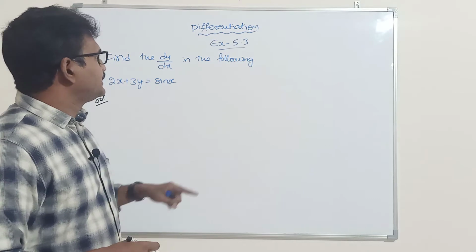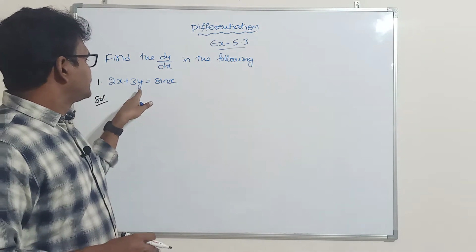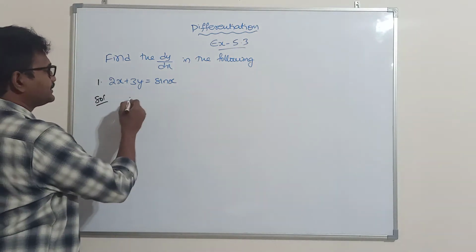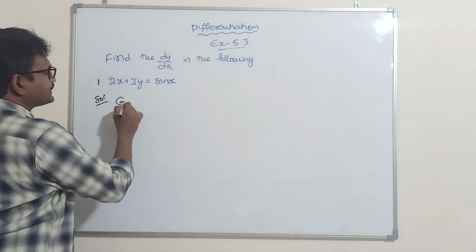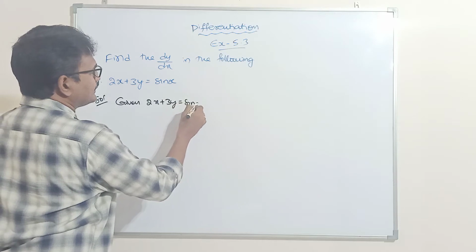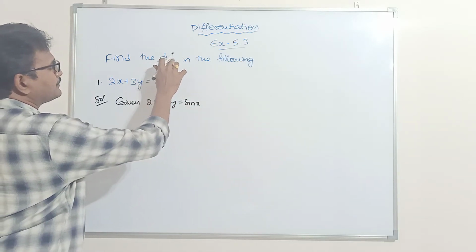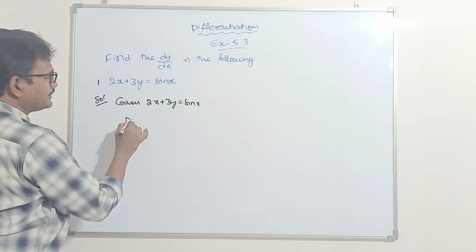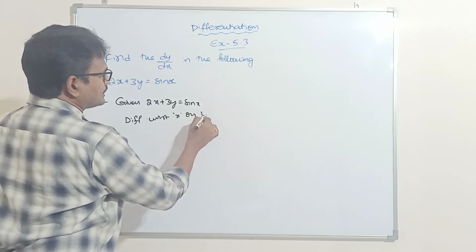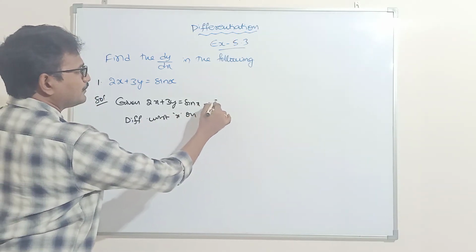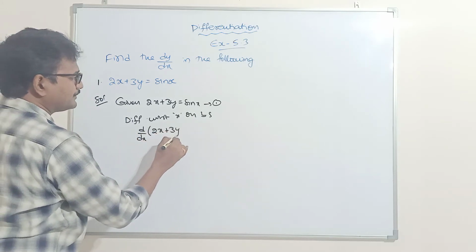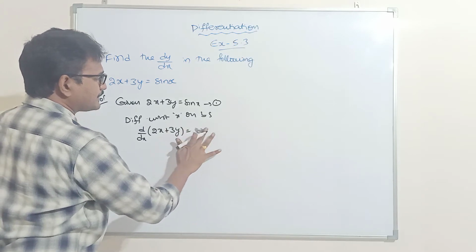Next, the first problem in exercise 5.3: 2x plus 3y is equal to sin x. Find dy by dx in the following. The given equation is 2x plus 3y is equal to sin x. What we need to find is the derivative of y with respect to x. So we differentiate with respect to x on both sides: d by dx of 2x plus 3y is equal to d by dx of sin x.